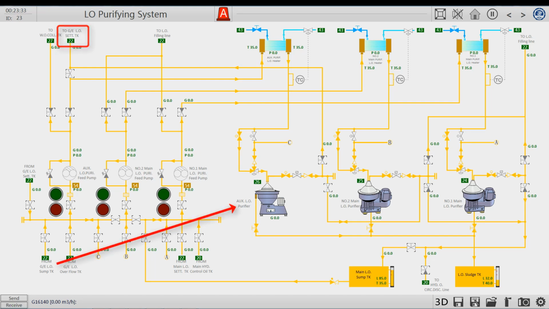There are corresponding pipeline selections in the page of the transport system. There are the generator lubricating oil related pipelines.